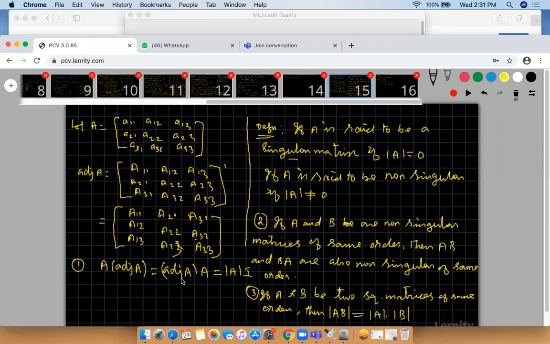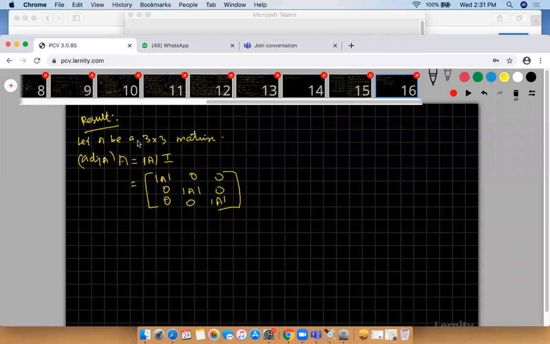Okay, so based on this result, I am taking this part, adjoint of A into A is equal to determinant of A into I. Since A is a 3 cross 3 matrix, this I is also 3 cross 3, and multiplied by this determinant. Now take a determinant for both the sides, determinant of adjoint of A into A equal to determinant of the matrix with determinant of A on the diagonal and 0 elsewhere.